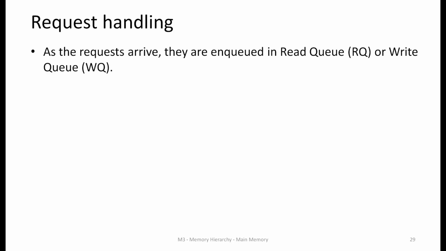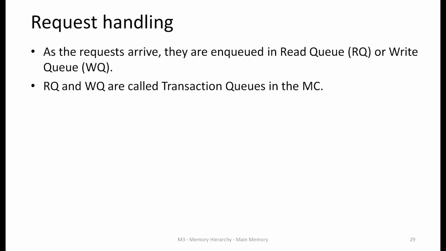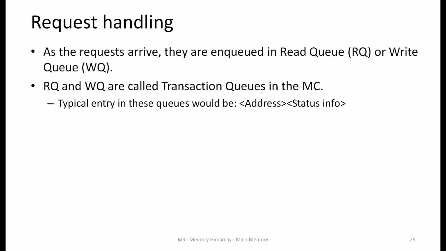Now, once we know all the details, and also we know whether it is a read or write, the memory controller will place them in either the read queue or the write queue. These are called transaction queues. A typical entry in either of these would be the address bits, which can be the DRAM address, followed by a few extra status bits.